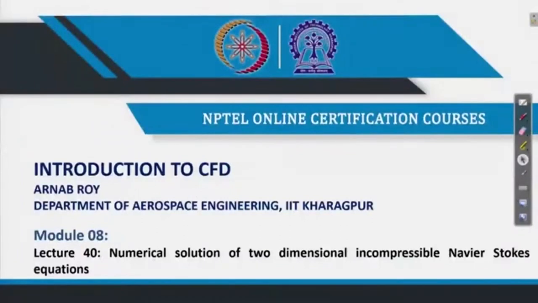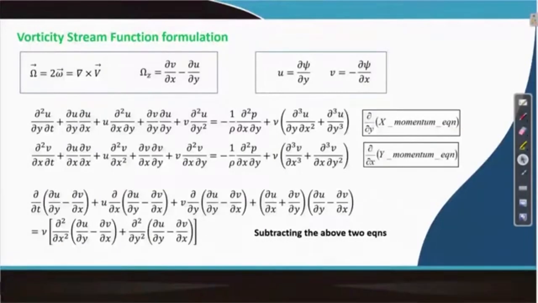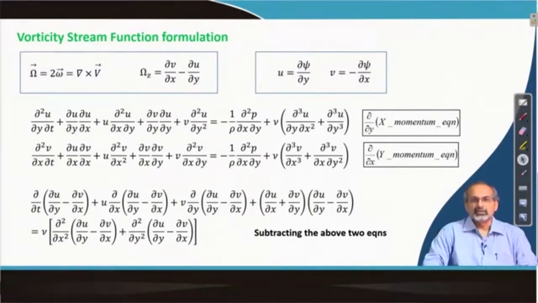We continue our discussion on two-dimensional incompressible Navier-Stokes equations. In the previous lecture, we had looked at some of the introductory concepts of incompressible Navier-Stokes equations in two dimensions. We discussed the governing partial differential equations involving mass conservation and momentum conservation. We discussed two possible ways of formulating the problems, the primitive variable formulation and the stream function vorticity formulation.